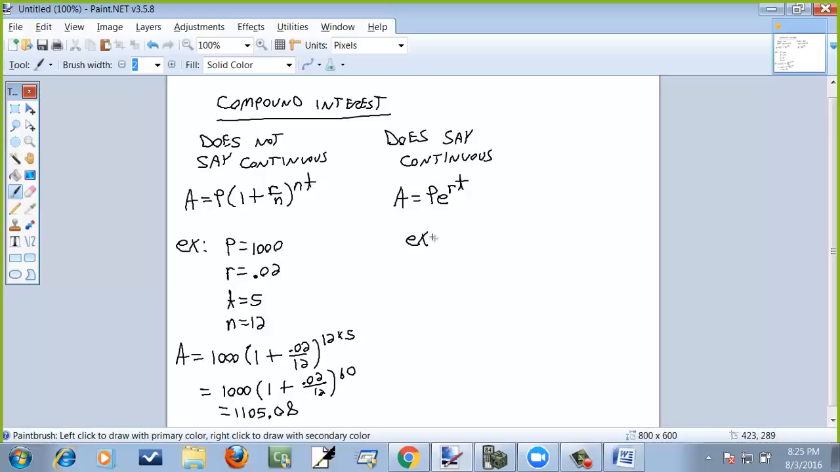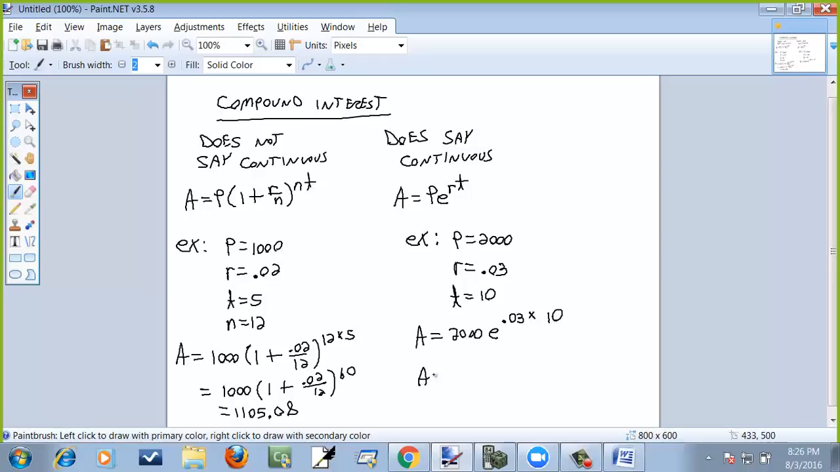Now on the other hand, if they told you in a different problem your principal was 2,000 and your rate is 3%, so r is 0.03, and you leave it in there for 10 years, so t is 10. t as always has to be in years. And it says compounded continuously, so it uses the word continuous. Then you would use this PERT formula. So plug 2,000 in for P, e to the r, r is 0.03. Now put a little x here for times, t, which was 10.